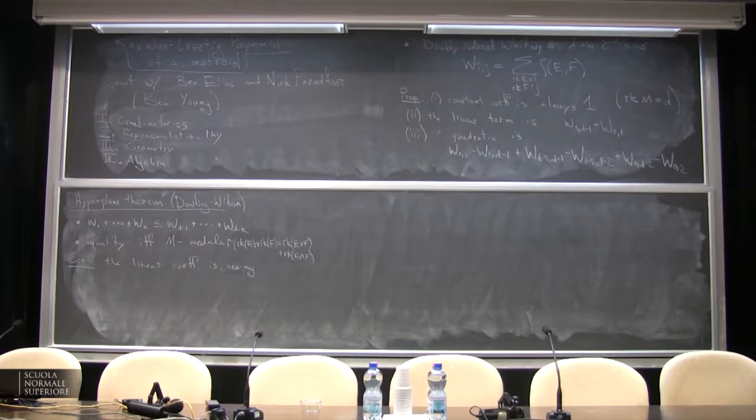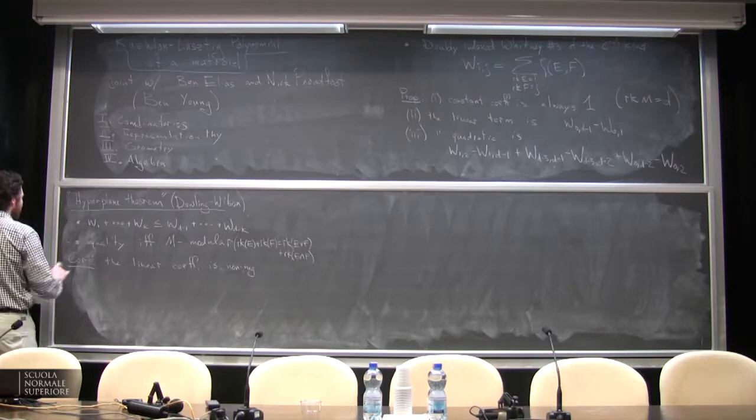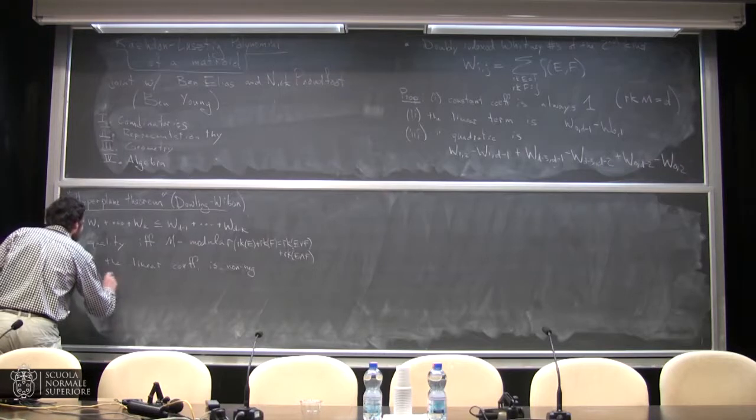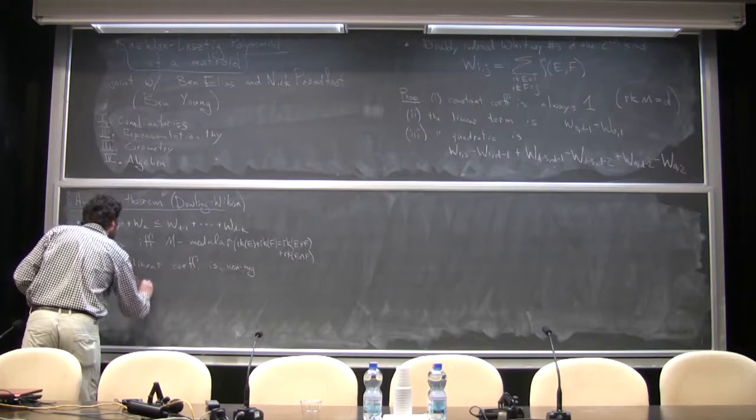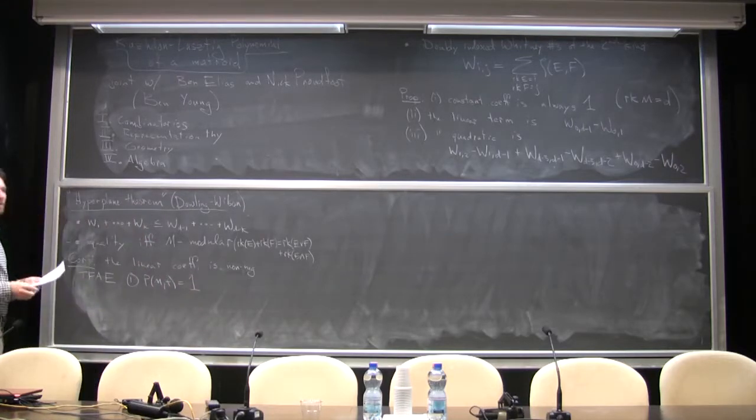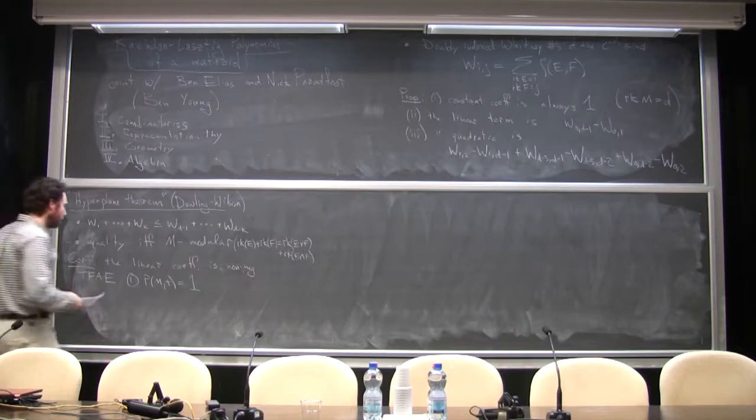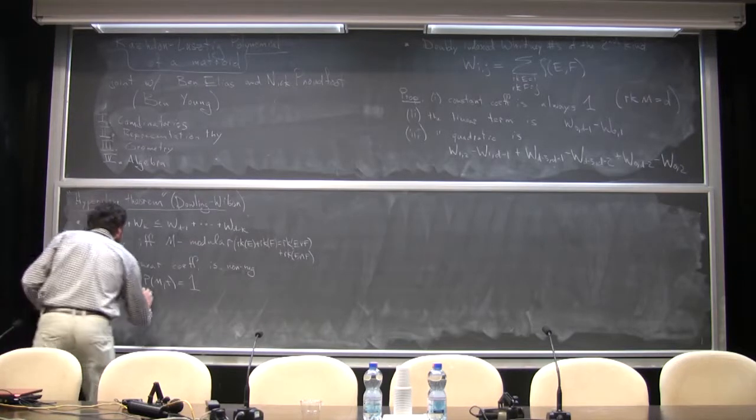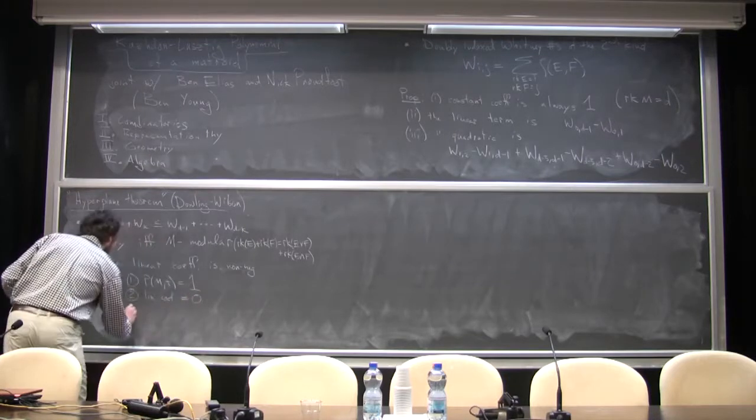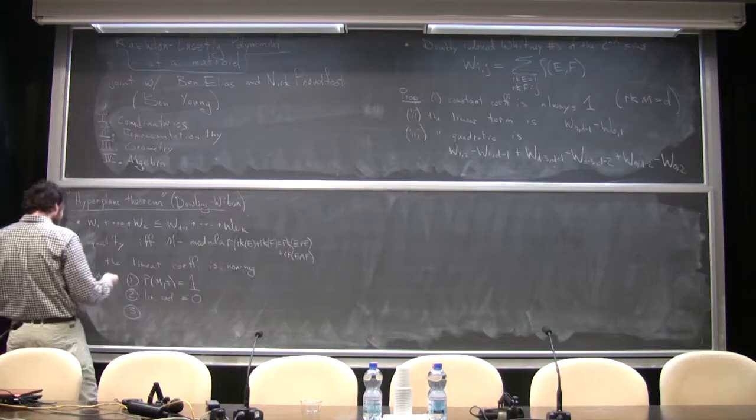That's that. But from here, if we dig a little more with this modularity, we can get the following equivalent statements. This polynomial is actually equal to 1. There are no higher degree terms. The linear coefficient is equal to 0. And M is modular.